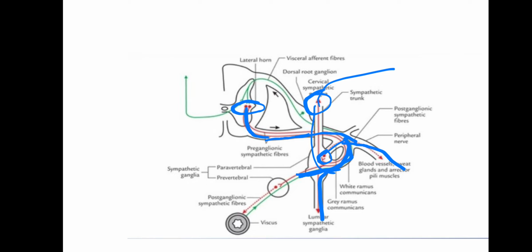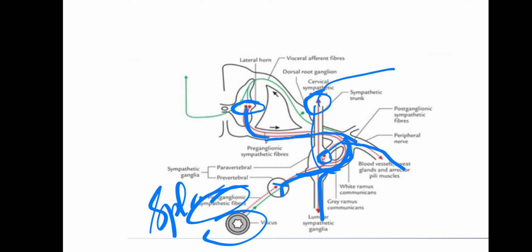The third option, they can go unsynapsed and synapse in the so-called prevertebral ganglia. We have three prevertebral ganglia that we will see later. Mostly the third course is followed by the splanchnic nerves for the abdominal organs. So the postganglionic fibers will be supplying the abdominal viscera.